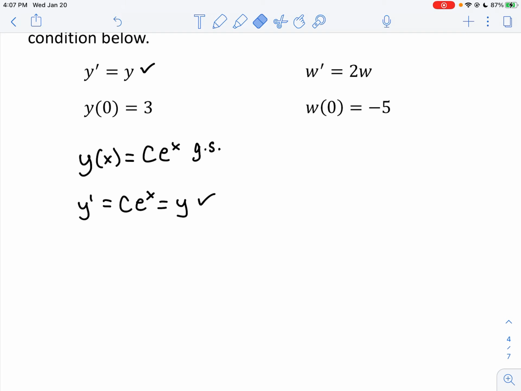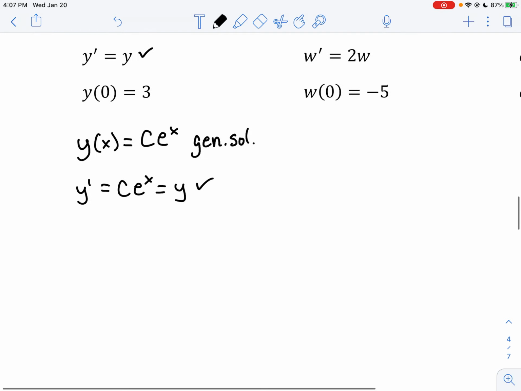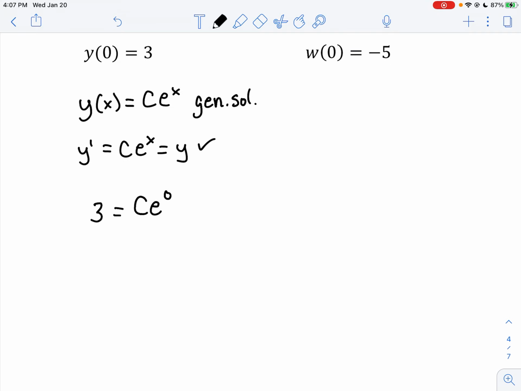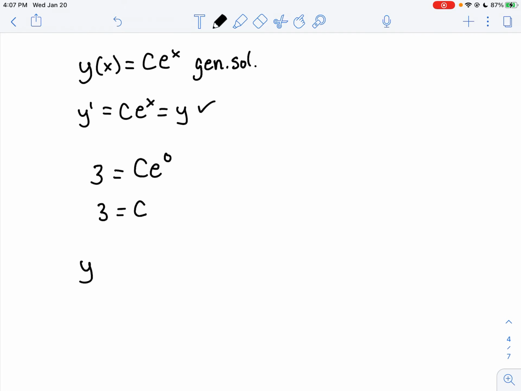Okay, now let's go for the particular solution. So we know that the y coordinate will be 3 when the x coordinate is 0. So we write this down, and we have to figure out what c is. Well, e to the 0 is 1, so therefore c must be 3. So I can rewrite my general solution. y is a function of x. Or if you want to be lazy, you can just say y is equal to the constant 3 times e to the x. And this is our particular solution.